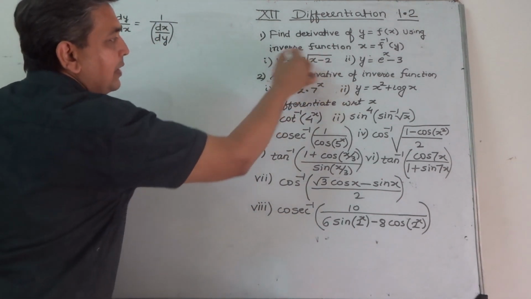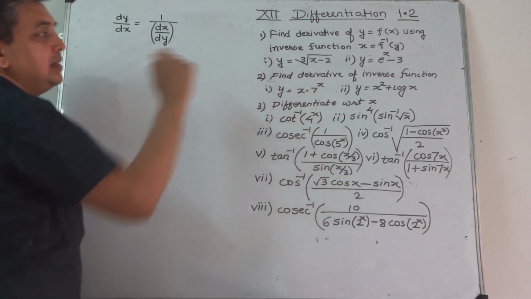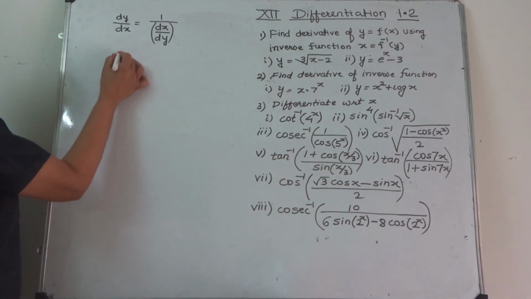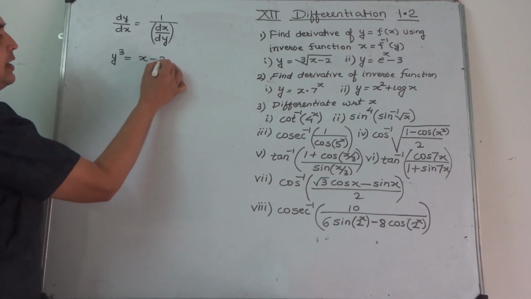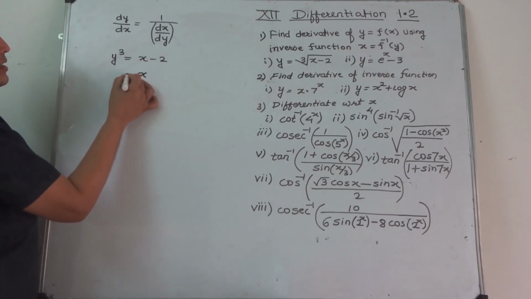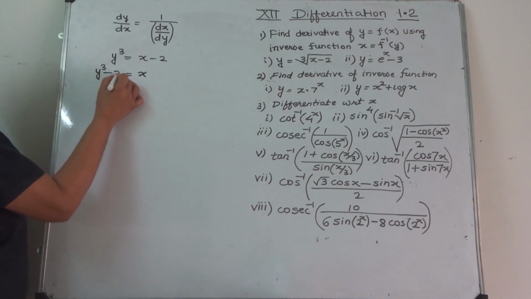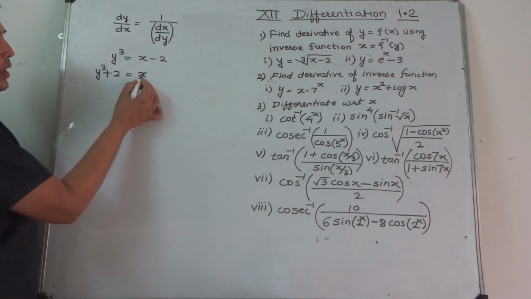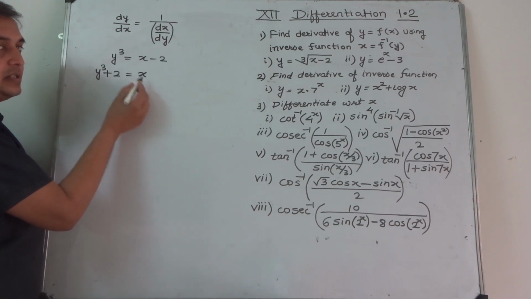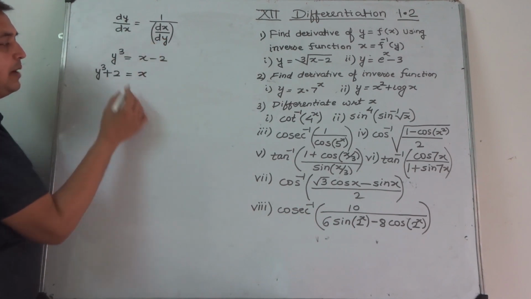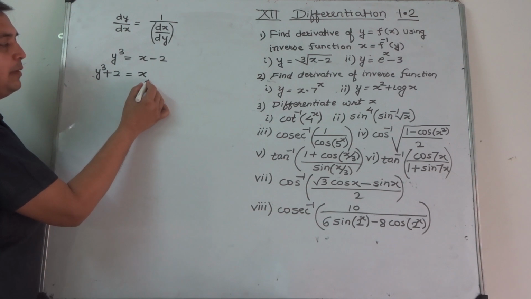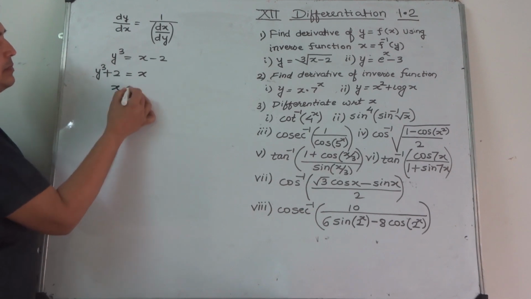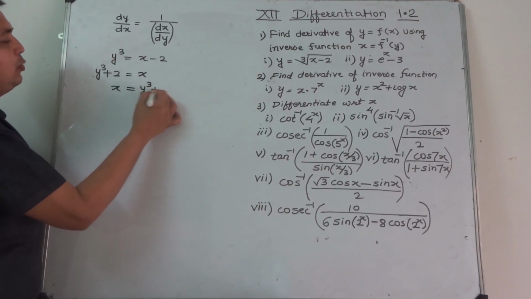Now see, this is complicated for y, we have to convert it to x. How to convert? Taking cube on both sides, this cube root will be removed. So we get y cube equal to x minus 2. From here we get x equal to y cube plus 2, taking minus 2 to the left hand side. So we have obtained x in terms of y. This is the inverse function. Now we want dx by dy. Let us interchange the terms: x is equal to y cube plus 2.